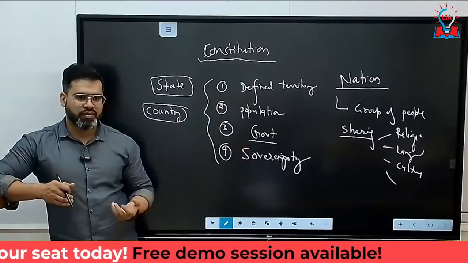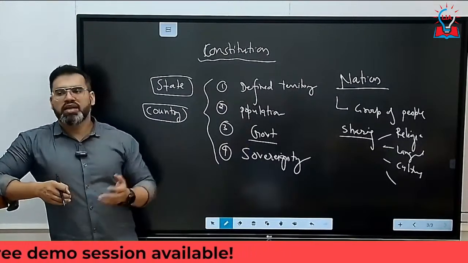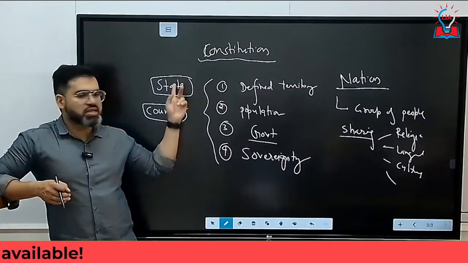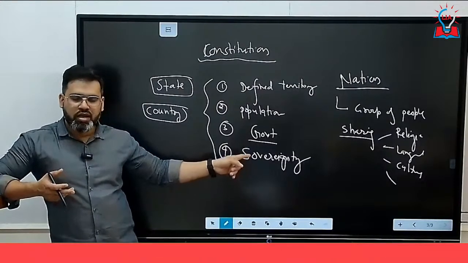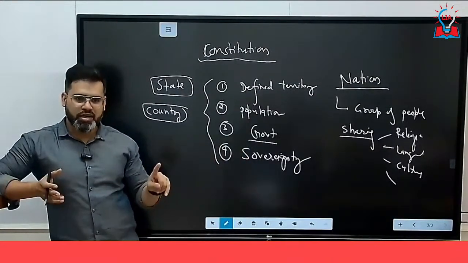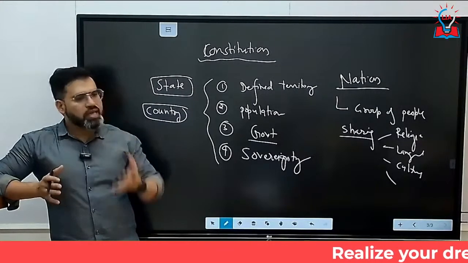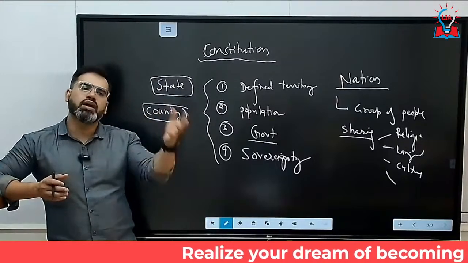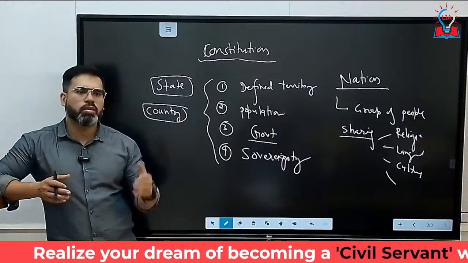That is a nation. When the British came to India, the 1857 revolt happened. But at that time, was India a complete state or not? Sovereignty was not there. But was India a nation at that time? A group of people, correct? So first you will be a nation, and then you will become a state.